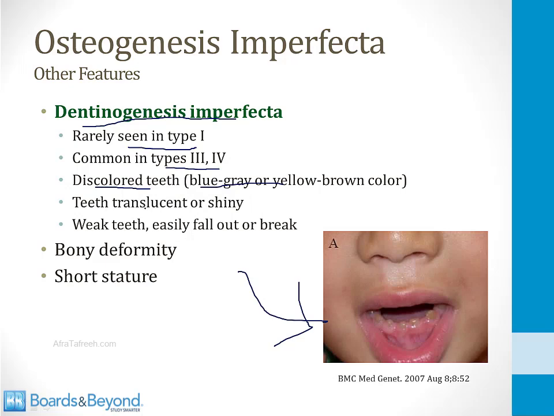The teeth also are translucent or shiny, and they can be weak and easily fall out or break. And then, as you can imagine, if the bones are abnormal, these children often have bony deformities, especially in some of the rare forms of this disorder, and they can grow to have a short stature.